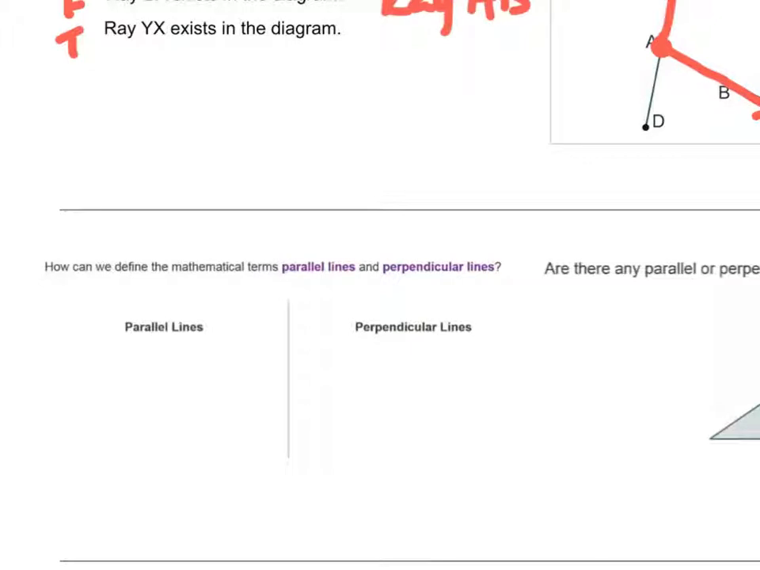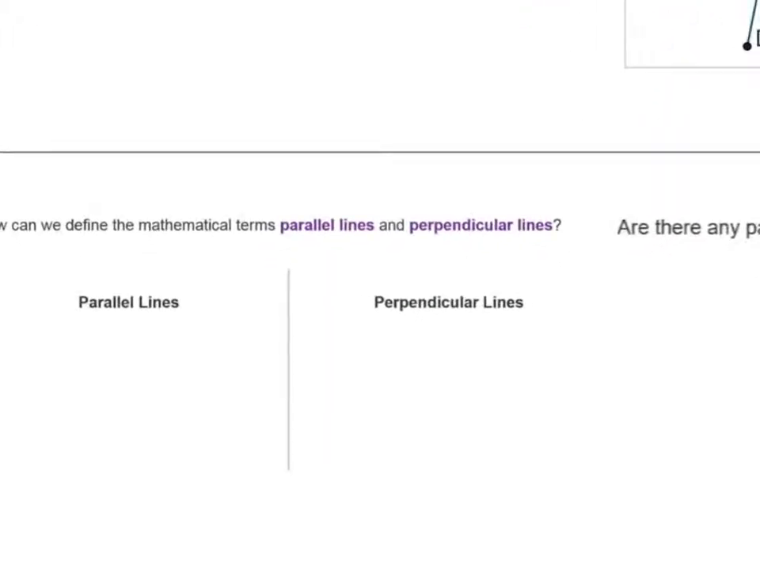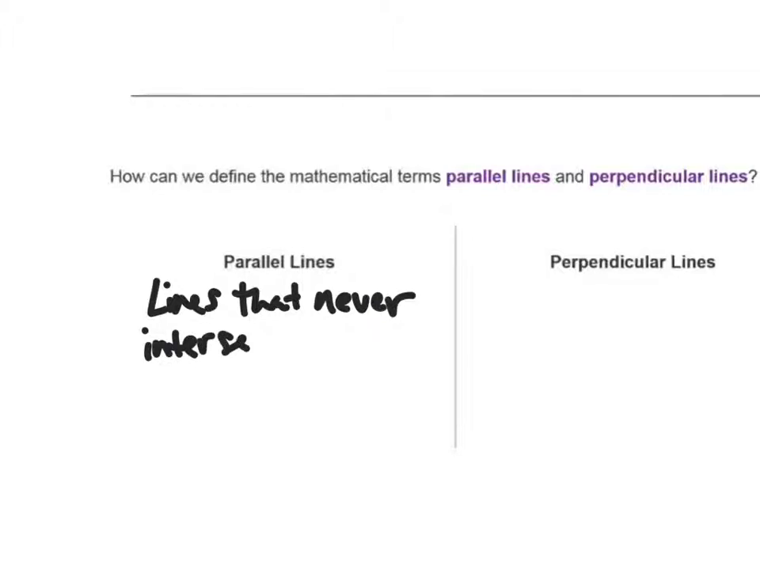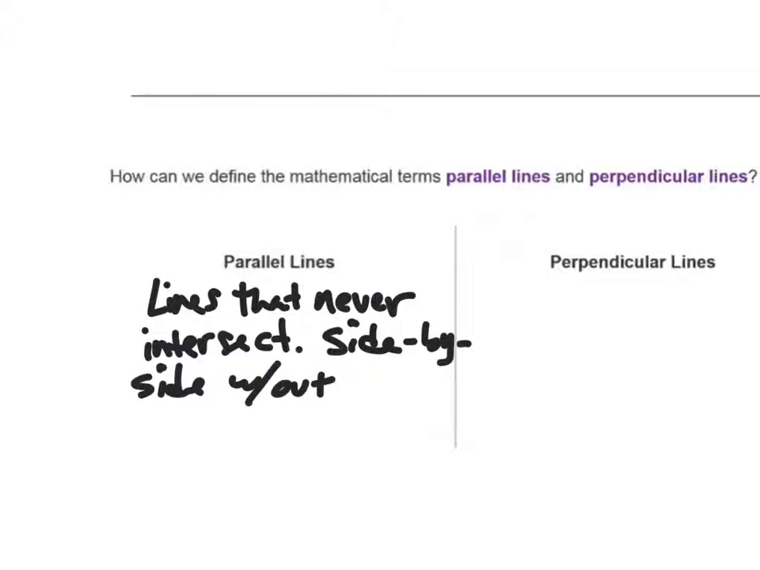Okay, and then it says, how can we define mathematical terms, parallel lines and perpendicular lines? So what I want to talk about, parallel lines, these are lines that never intersect. They go side by side, side by side without touching.